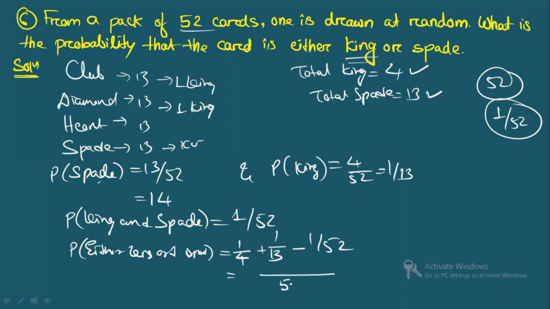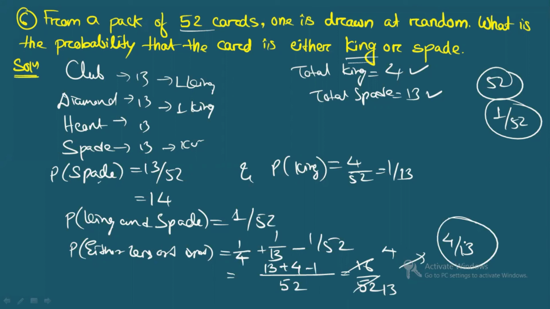So finally, what do you get here? 52 is the LCM. So this will give you 13 plus 4 minus 1. So this will give you what? 16, right? Divided by 52. So when you cancel, 4 4s are 16, 4 13s are 52. So this gives you 4 by 13 is the probability that the card is either a king or a spade.